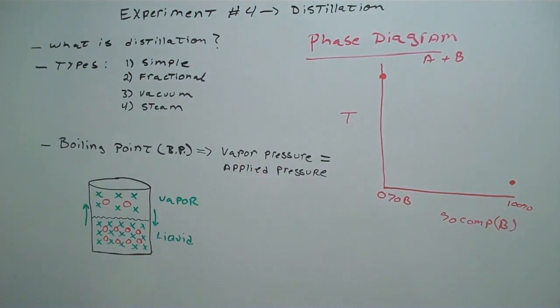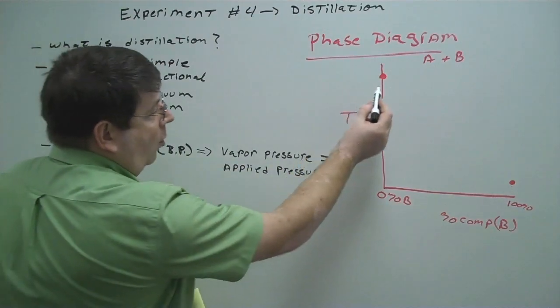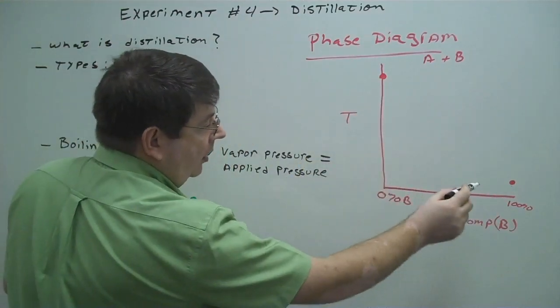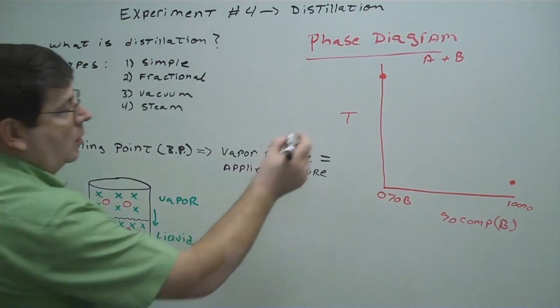And so now we have two curves that we need to look at. As we add more and more B, the lower boiling point component, we would expect the boiling point of the mixture to decrease. And in fact, that's what we see.